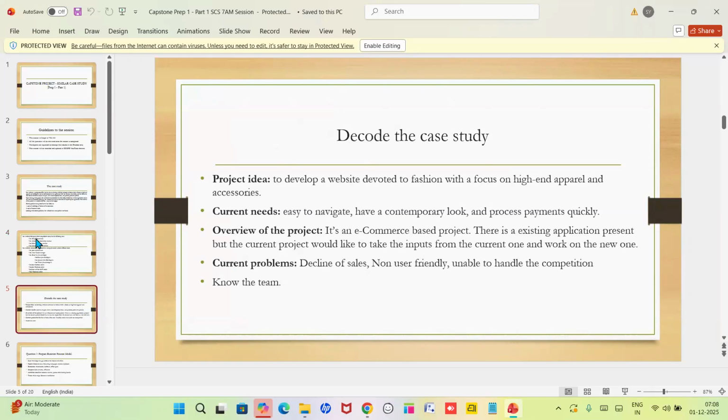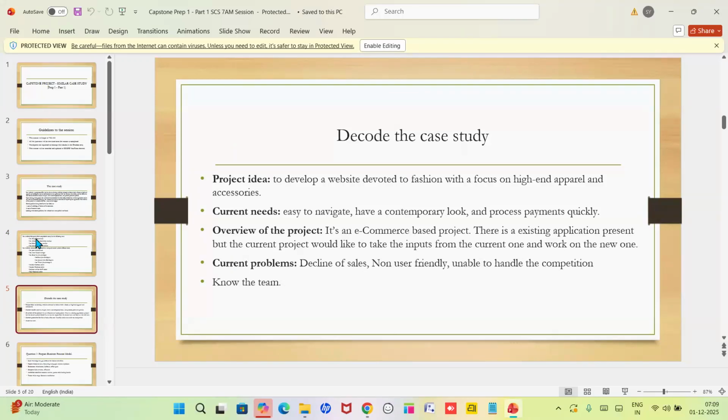First we need to go through this project. We need to decode that case study. To decode it, we go through the project idea. Mr. Anthony wants to develop a website devoted to fashion with a focus on high-end apparel and accessories. In this way, we need to decode the case study.